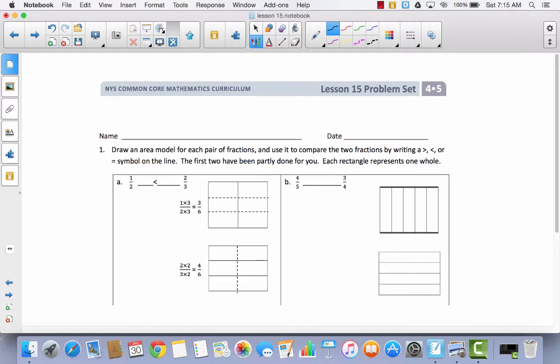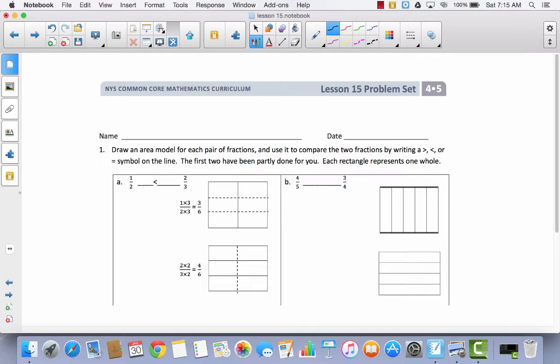So go ahead and get out your problem set, and we're going to draw a few area models, but we're not going to draw all area models to find this equivalent fraction. We're also going to be using some multiplication too. All right, so you're going to take a look at number 1, and it says draw an area model for each pair of fractions and use it to compare the two fractions by writing a greater than, less than, or equal to symbol on the line. The first two have been partly done for you.